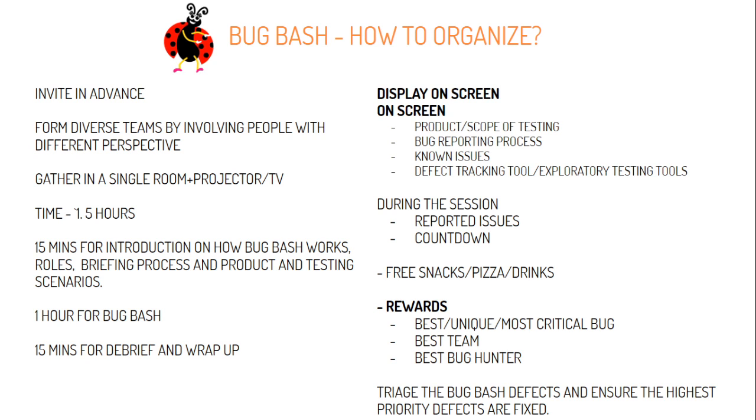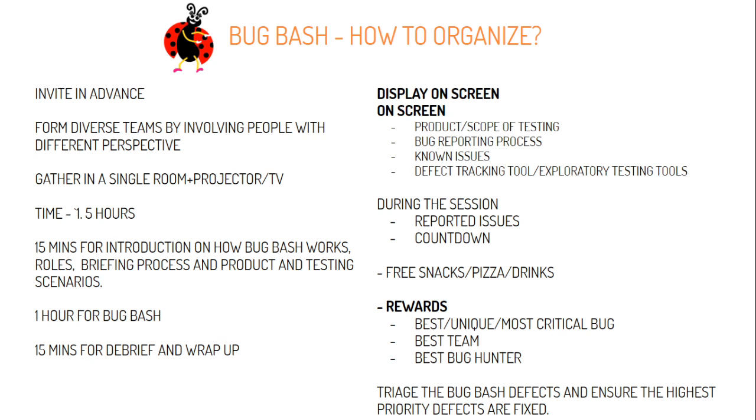So for the bug bash to be successful, you need to attract more and more people to participate. So of course you will have some free snacks, pizzas and drinks so that you can attract more people. And if you want to do it remotely, we are also planning to have a remote bug bash very soon in our organization. You need to have some rewards so that the team is motivated, right? We usually have 3 rewards in our organization. We reward the critical bug, the best team, and the best bug hunter.